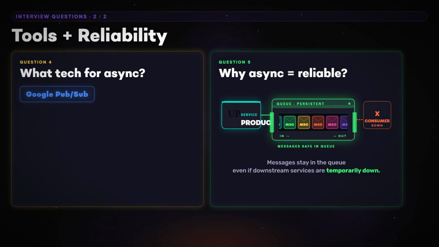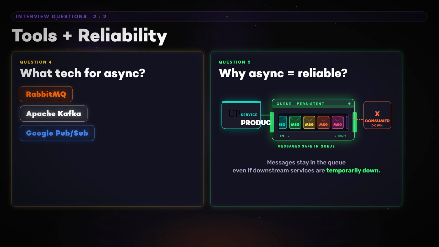What technologies are commonly used for asynchronous communication? We have seen, right, the queues. So different types of queues: RabbitMQ, Apache Kafka, Amazon SQS, Google PubSub. All these are the technologies which one can use to leverage asynchronous communication. Next question can be, why does asynchronous communication improve reliability? Because messages can remain in queue even if downstream services are temporarily unavailable.